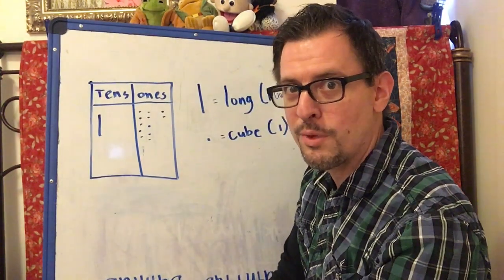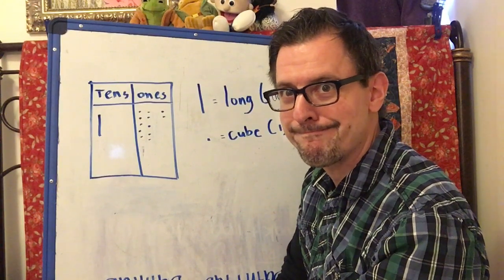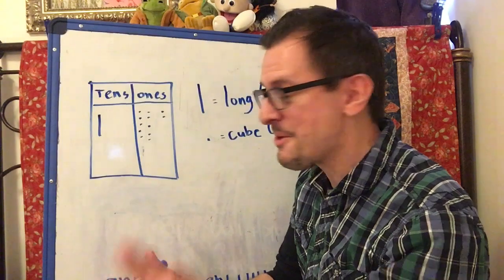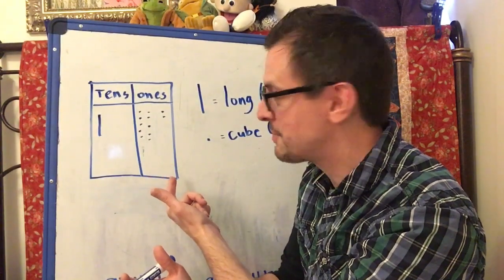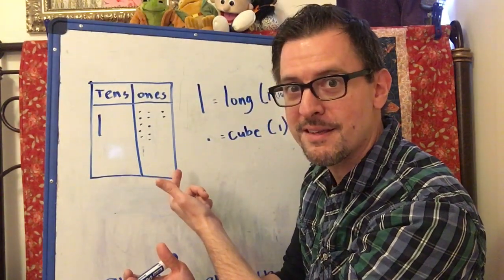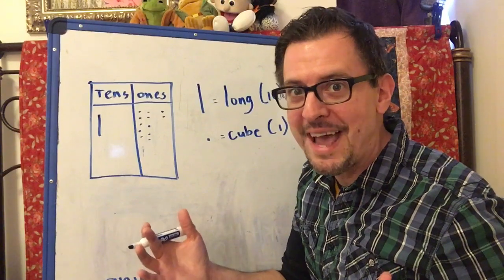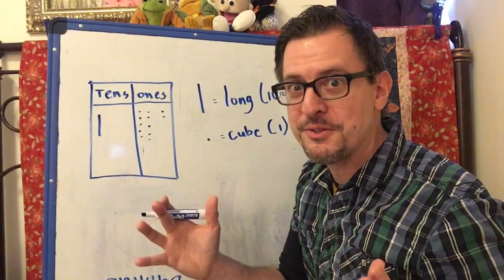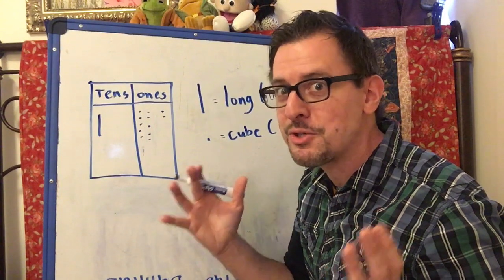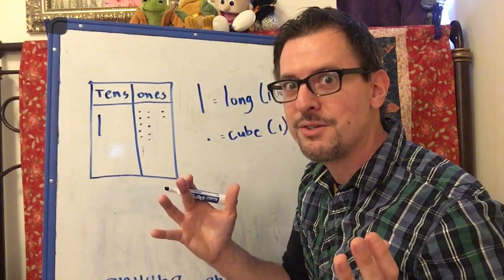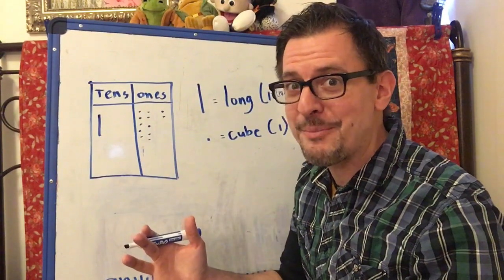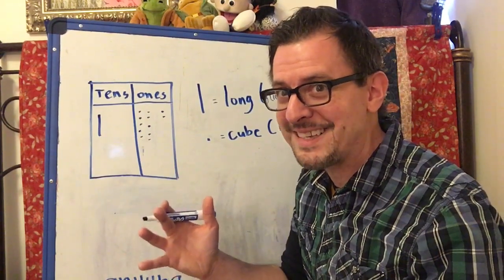Right away, what stands out? I agree with you. That's too many cubes over in the ones place. We've learned that you can only have 0 to 9 in the ones place. So we need to trade. We need to do an exchange. We need to make a 10. And the way that I have it set up, it's pretty clear where that 10 is, right?